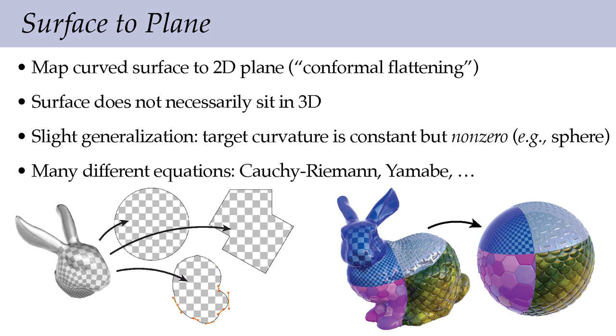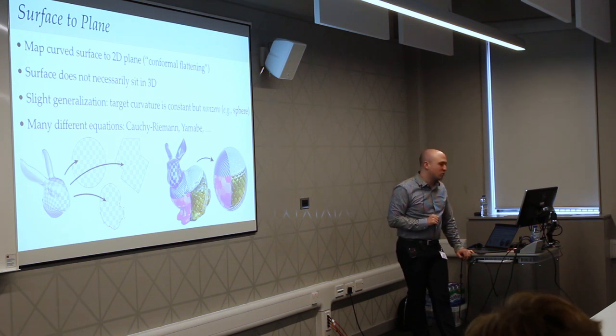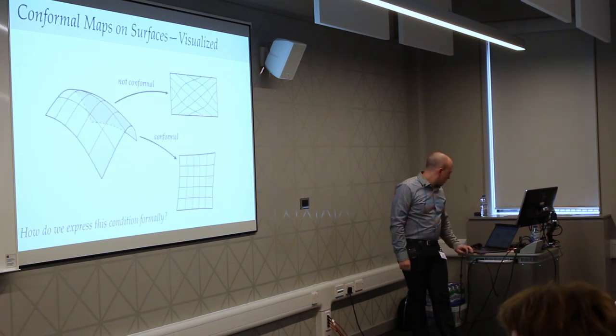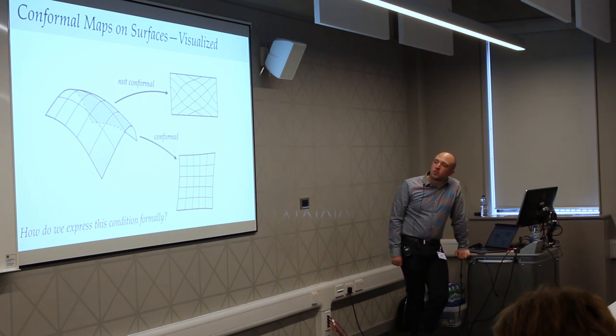Slight generalization: maybe we don't just want to go to the Euclidean plane, but we want to go to some space that has another constant curvature. So the sphere has constant positive curvature. The hyperbolic plane, if you've seen that, has constant negative curvature. The ideas that are used for mapping to the Euclidean plane, in terms of mathematics and algorithms, some of them translate nicely to these slightly more general cases. Okay, again, just emphasizing visually this viewpoint of what does a conformal map look like versus one that's not? We have this nice preservation of angles as we go from the surface to the plane.